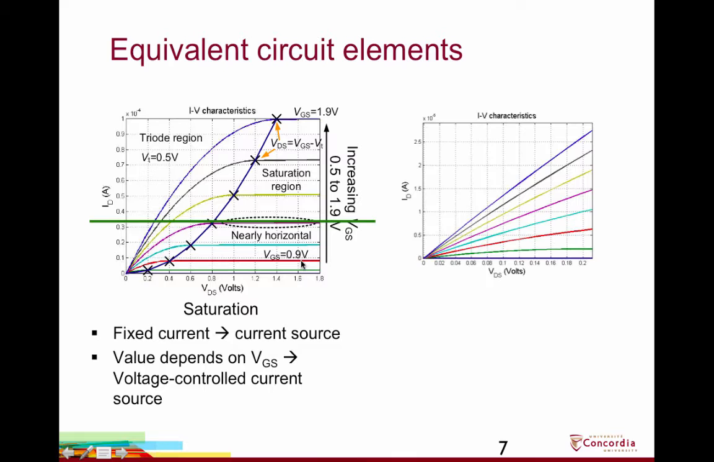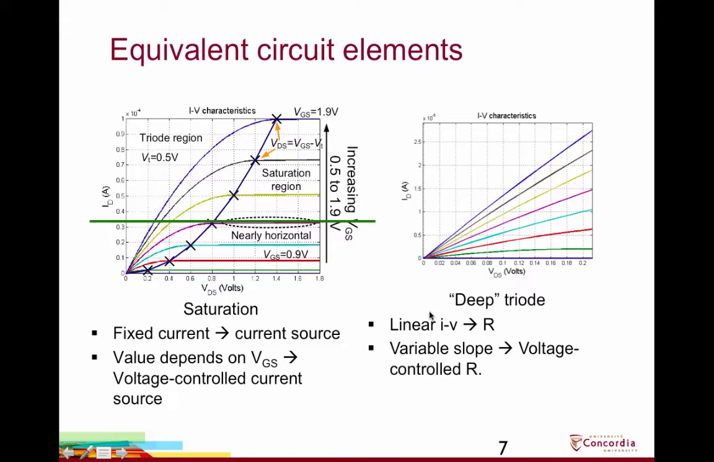The IV characteristics in the triode region are a little bit different. Here we have current that is almost a linear function of drain source voltage. So a linear IV relationship implies a resistance. So in deep triode, very small VDS, the MOSFET can look like a voltage-controlled resistor. It's voltage-controlled because the slope of this line depends on the gate source voltage.